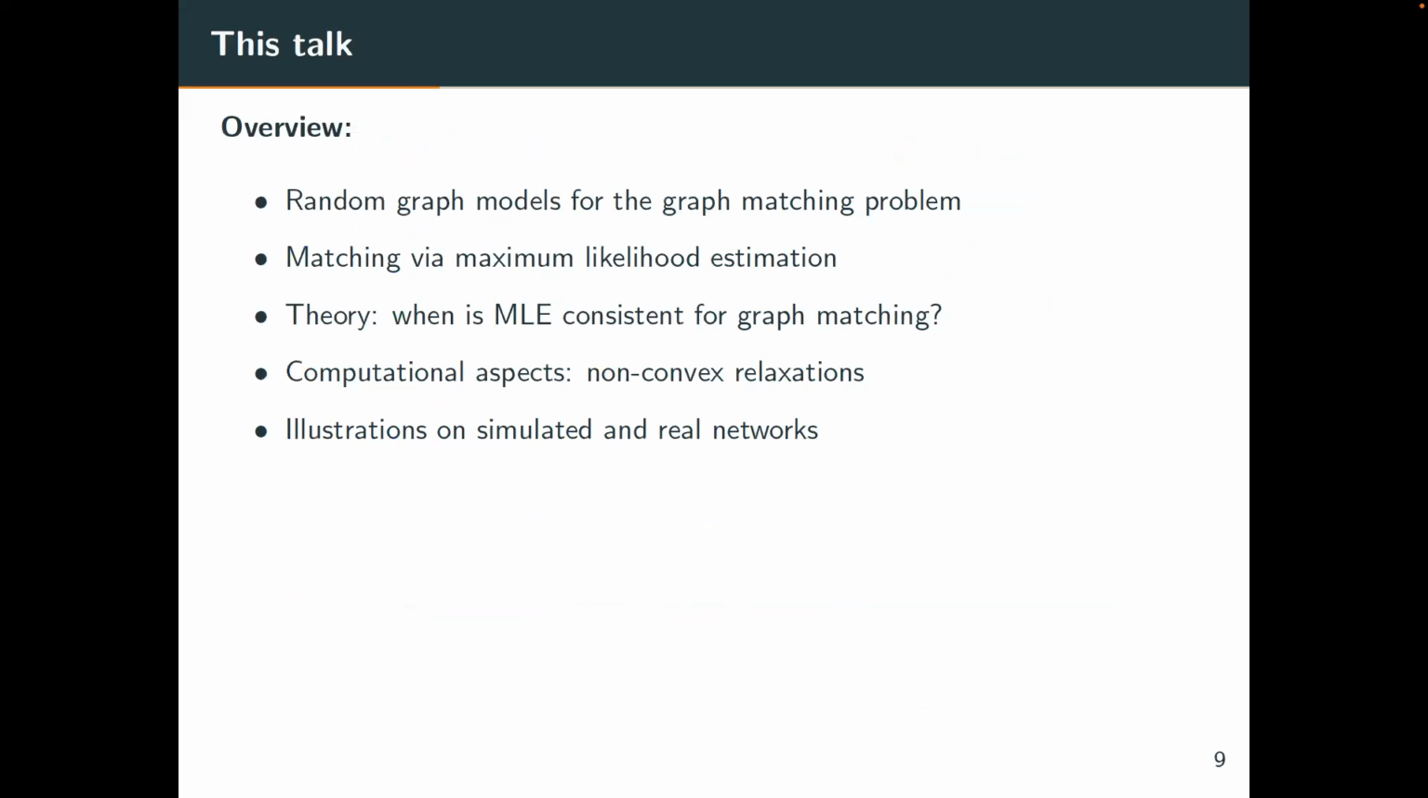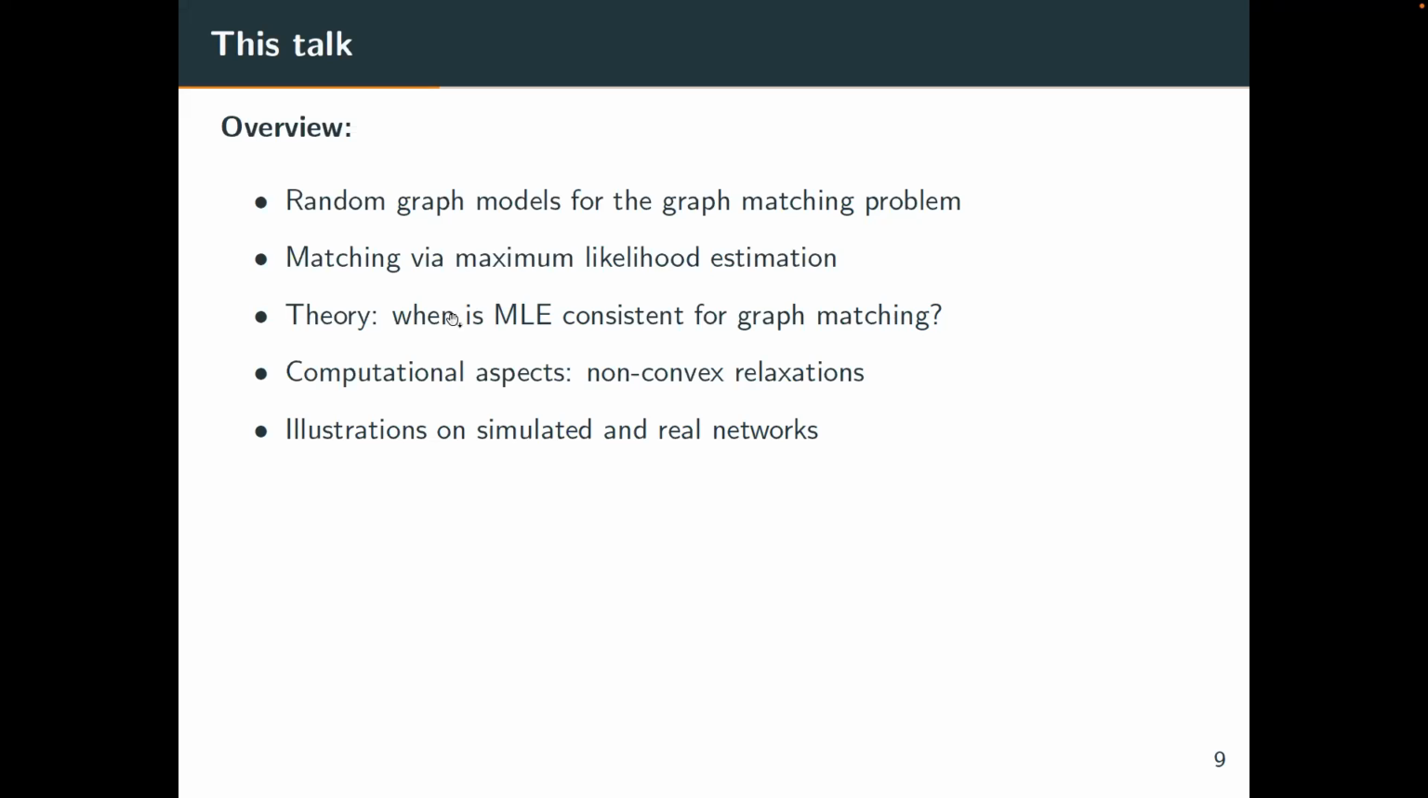In this talk, I plan to focus especially on the second idea. So I'm going to talk about some random graph models for the problem. And once we have the model, the simplest approach for finding the correspondence between the two networks would be to use the maximum likelihood estimation principle. We know how to measure the difference between the two networks based on the likelihood, so we can try to maximize the likelihood in order to obtain the maximum correspondence between the two graphs. That's going to be defined as the solution of the graph matching problem in this case.